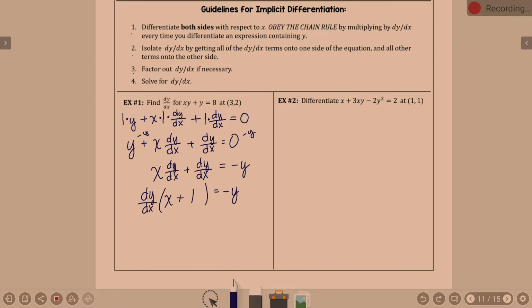Step 4, solve for dy/dx. This is dy/dx times something. So how do you solve for dy/dx? You divide by something. So I'm going to divide by the quantity x plus 1. And when I divide by x plus 1, it's going to drop out on the left. And on the right, I'm going to have negative y divided by x plus 1.